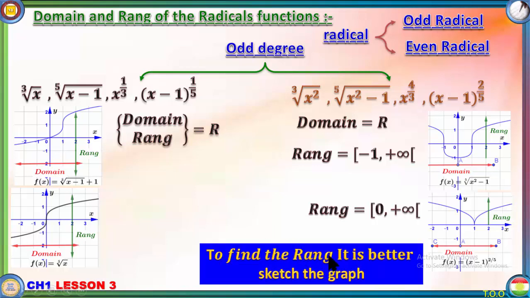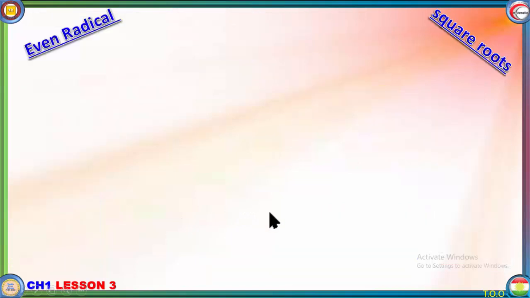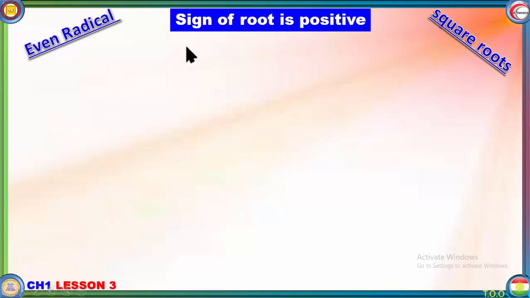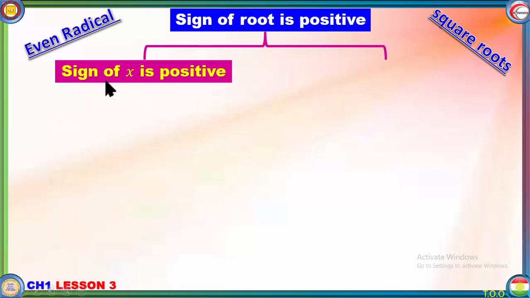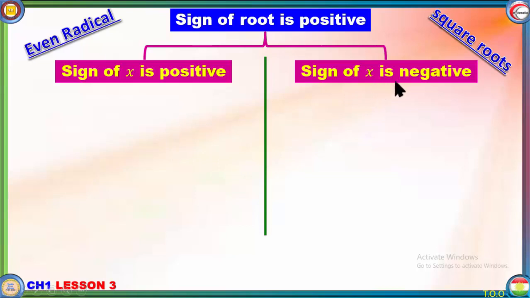To find the range, it is better to sketch the graph of the function and then find the range. And now we will take the square roots, or even radicals. We have two types. The first one, if the sign of the root is positive, is classified in two ways. The first one, if the sign of x is positive under the root, and the sign of x is negative under the root. When the sign of x is positive under the root, then the domain and the range begin from the start point to positive infinity.